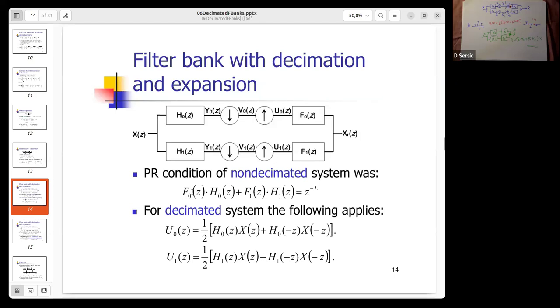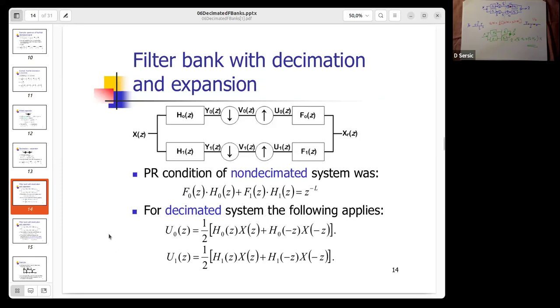So let's say the first equation corresponds to the non-decimated system where we have a wire in between. So F0 times H0 plus F1 times H1 must be 1, or maybe some delay. That's fine. So that was the perfect reconstruction condition for our non-decimated system.